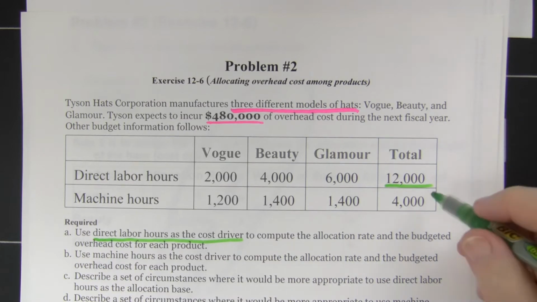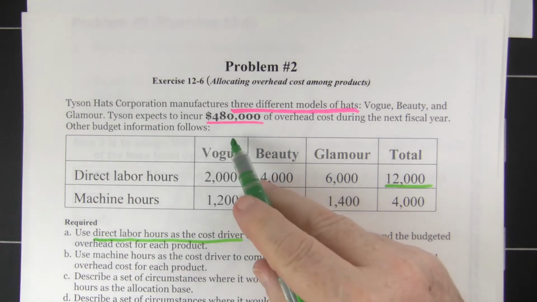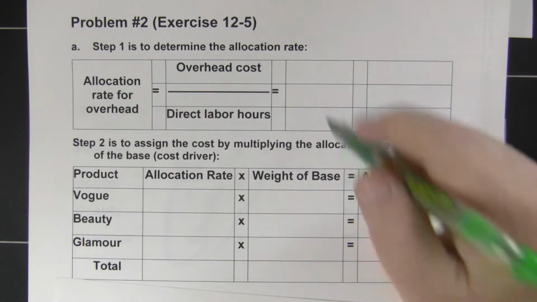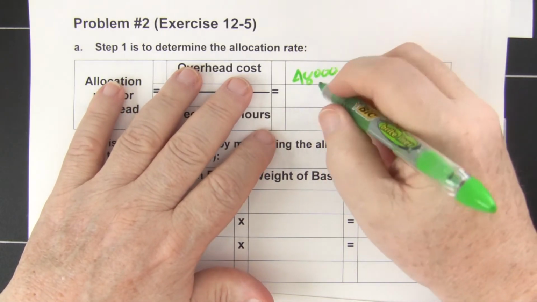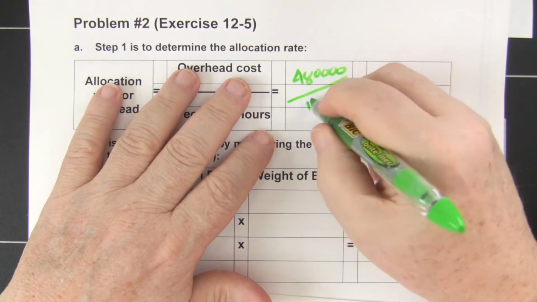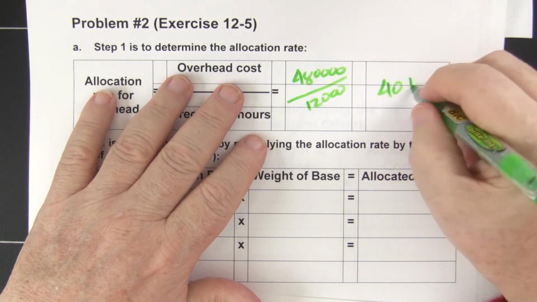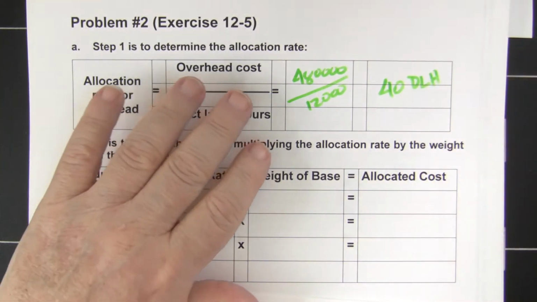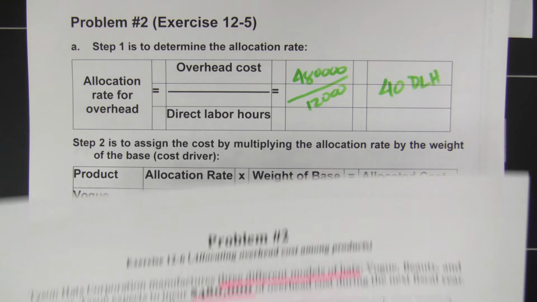So we're going to take the 12,000 total labor hours. We're going to divide that into 480,000. 480,000 divided by 12,000, and we come up with $40 per direct labor hour. Now, every time we use a labor hour, we use $40 of overhead.